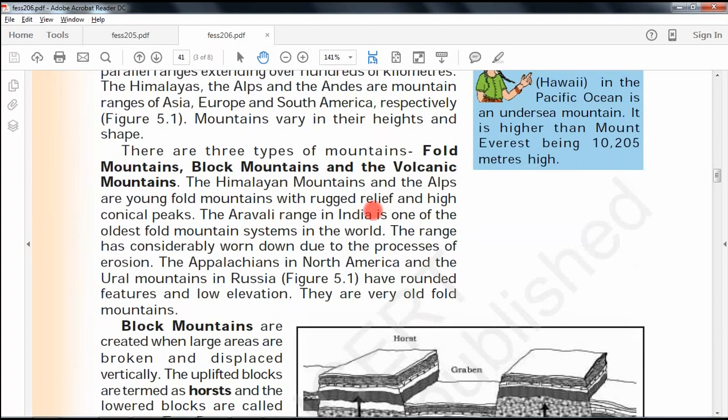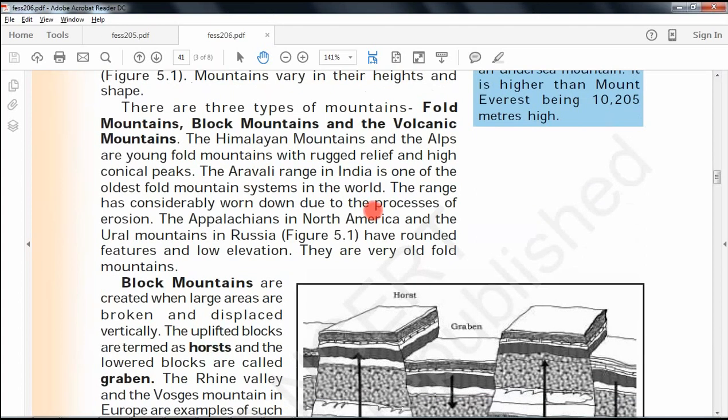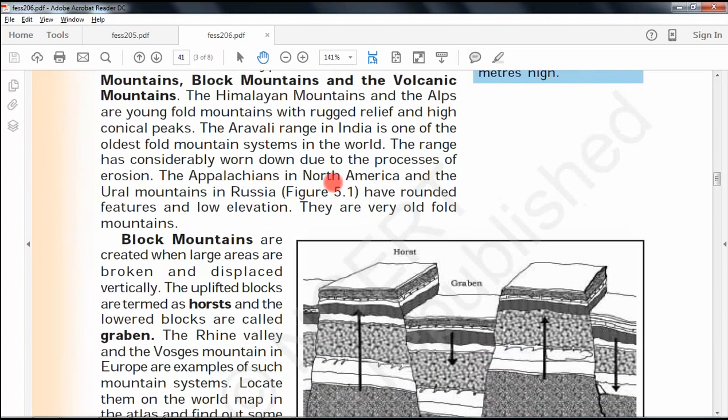Even in mountains, there are different types actually. There are three types. One is fold mountain, the second is block mountain and the third is volcanic mountain. Let's see what these mountains are. Fold mountains form because folds happen on the earth's surface due to the movement of plates or some other processes. Folds happen on the earth's crust which will form mountain ranges like the Himalayas.